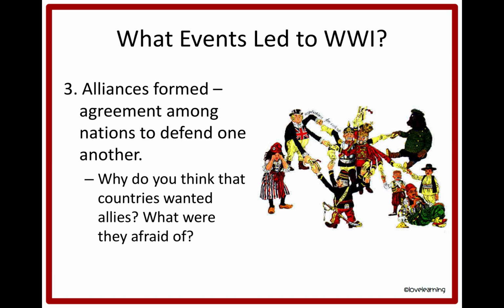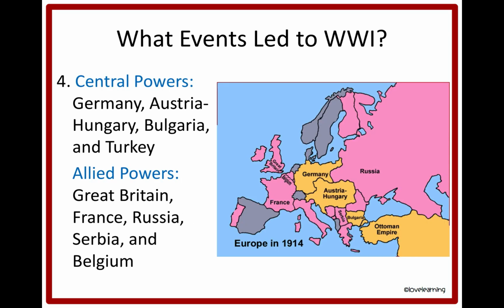Now, if it came time to a war, why do you think that countries wanted allies? What were they afraid of? Thinking about allies and putting 2 countries together, you're going to have more people. You're going to have a stronger army. You're going to have a better chance of winning. So they're afraid of losing. They're afraid of their country being taken over and their people being abused or killed because of what another country might do to them. All right. So alliances are going to be formed, and that's going to make it more of a world war instead of a one country versus another country war.